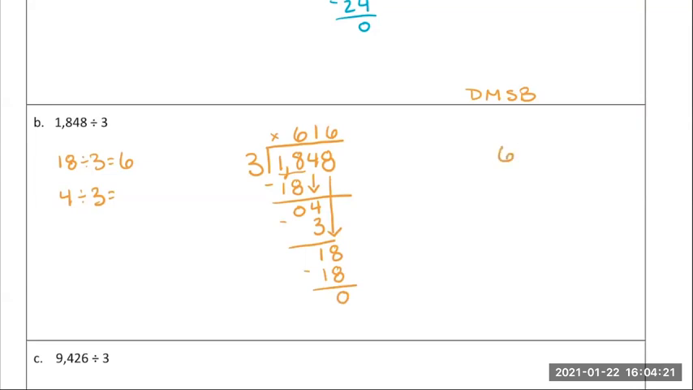We're going to do 616 times 3 to make sure we are correct. 3 times 6 is 18. 3 times 1 is 3, plus our carried 1 is 4. 3 times 6 is 18. 1,848 here, 1,848 here, and 1,848 is what we started with. Great job.